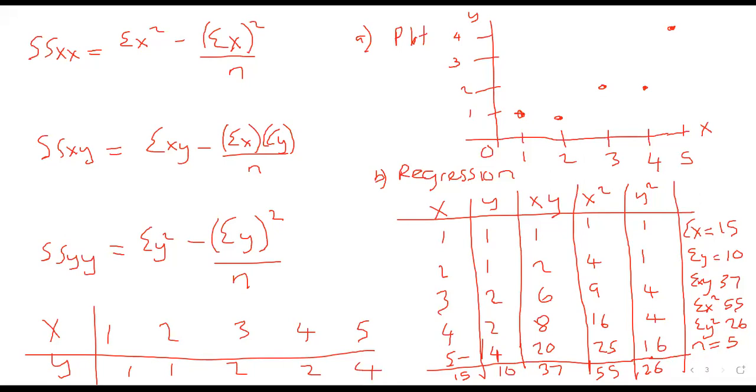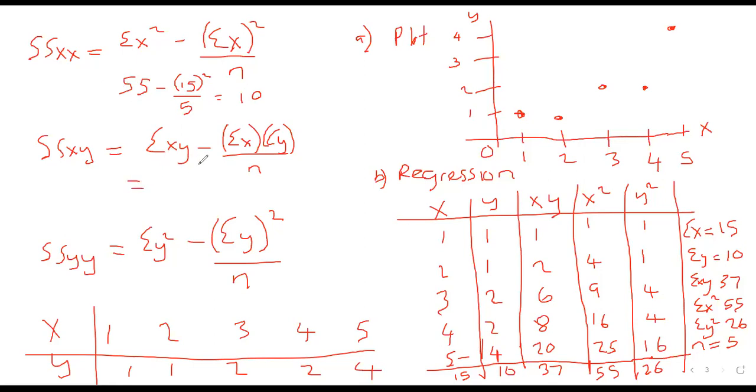Then we'll be asked to calculate the sum of squares. Sum of squares here, where there's x squared, we're going to put what? 55. Minus summation of x, which was 15, squared, divided by our n, which is 5. So 15 times 15, which is 225, divided by 5, we get 45. So 55 minus 45, we get our 10. This is the sum of square xx.